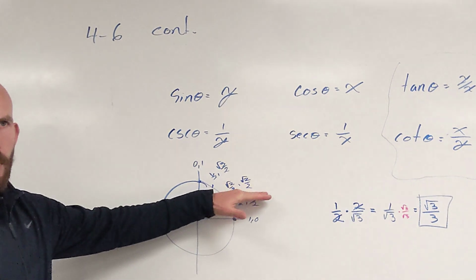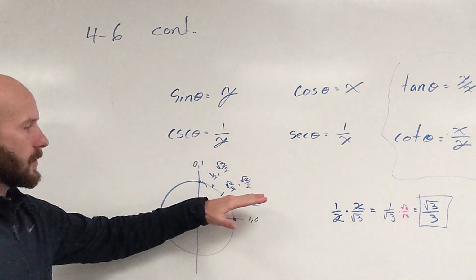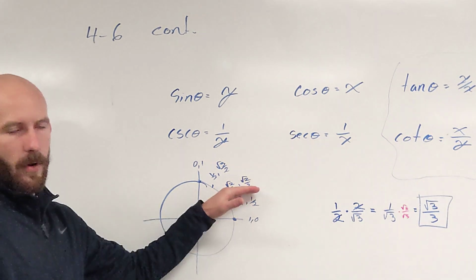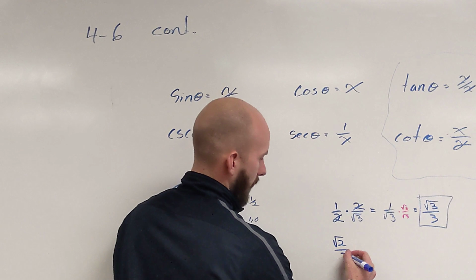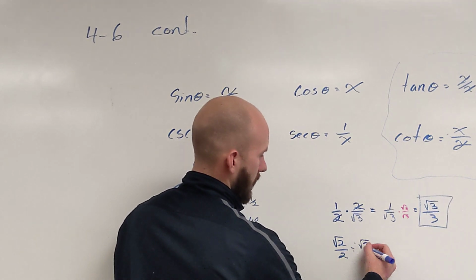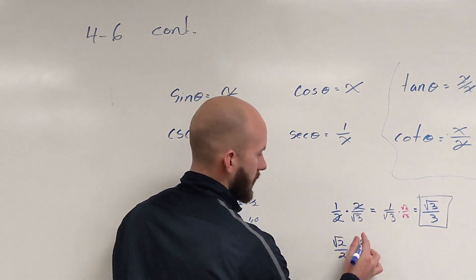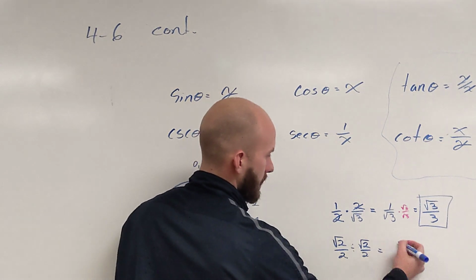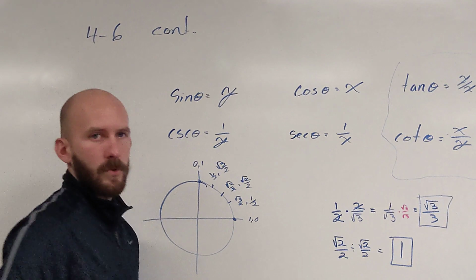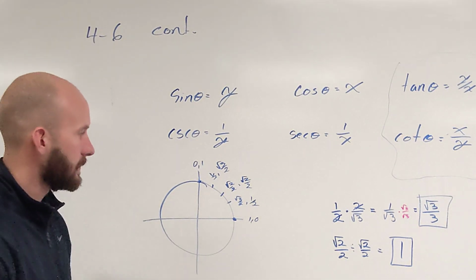Then let's go to our next angle. So at pi over 4, square root of 2 over 2 divided by square root of 2 over 2. And I'm actually just going to leave the division sign on this one because I think it's pretty obvious. Anything divided by itself is just 1. Okay.